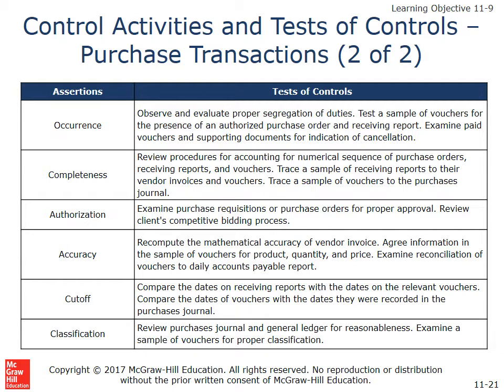Completeness. Review procedures for accounting for numerical sequence of purchase orders, receiving reports, and vouchers. Are they using numerical sequences? Trace a sample of these receiving reports to the vendor invoices and vouchers. Make sure the numbers are all in jive. Authorization.